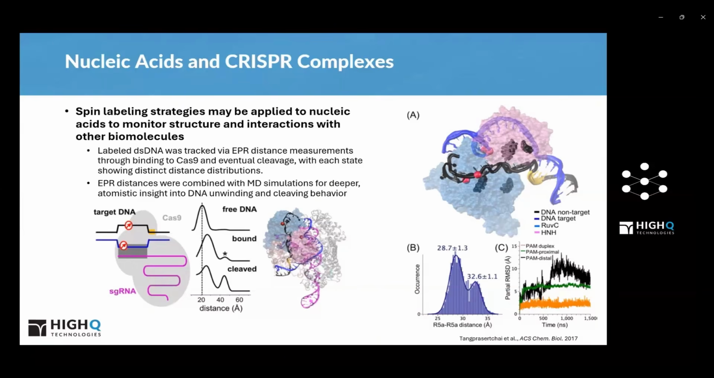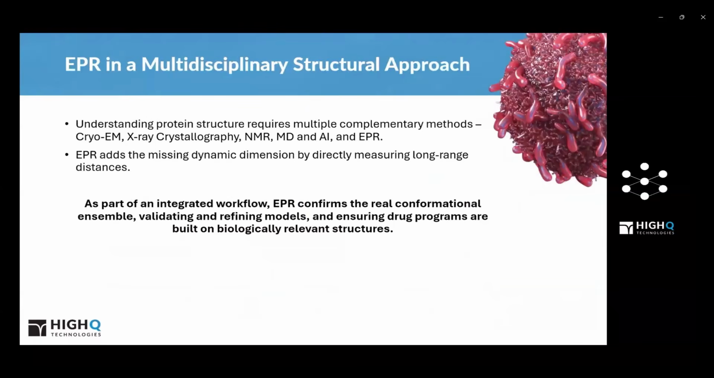And just as a nice supplement, this group also performed MD simulations and compared those to the EPR distance measurements. So we have some broad constraints from EPR and insight into overall flexibility and dynamics. And then when coupling that with something like MD, you can get a really fine atomistic insight of what is actually going on. So it's a really powerful combination as well.